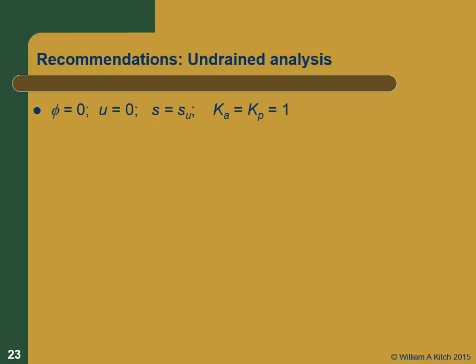So for the undrained analysis, that's a phi equals zero, you're going to ignore any water pressure. The shear strength is going to be equal to SU, phi equals zero, so KA is equal to KP is equal to one.